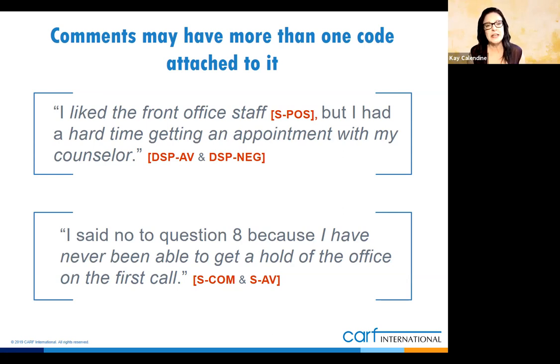Oftentimes when you're doing comment analysis, you can't see back to that question. So we really don't know what they're talking about here, but we do know that they have never been able to get a hold of the office on the first call. So there's communication there with the staff, potentially. There is availability of the staff.